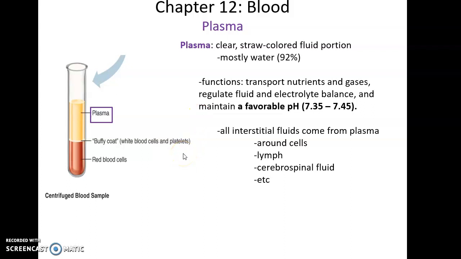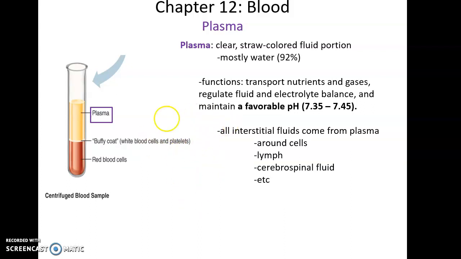All right, plasma. Plasma is the fluid portion of blood. It is sort of straw colored, and as we know, it's 92% water. Its functions are transporting nutrients and gases, especially carbon dioxide, helping to regulate fluid and electrolyte balance, and maintaining a favorable pH. The pH of blood ideally will be found between 7.35 and 7.45. Remember that the pH of blood is 7.35 to 7.45. Pretty narrow range.